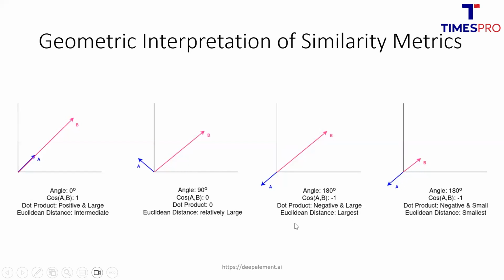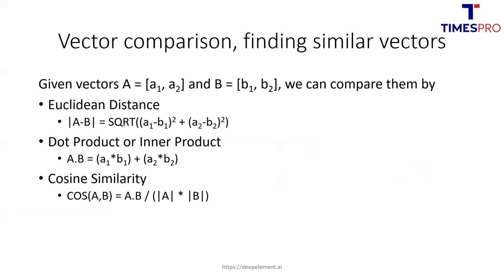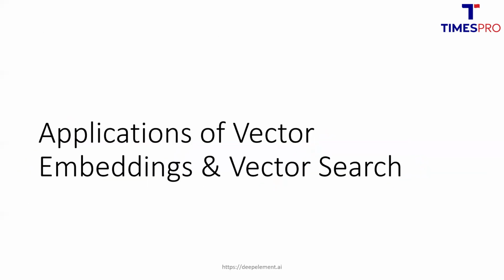Okay, so there is one more important thing over here. The cosine similarity takes values in the range -1 to +1. Dot product takes values in the range -infinity to +infinity. And Euclidean distance is always positive, so it takes values in the range 0 to infinity. Okay, these are the 3 most commonly used metrics. And next, we'll see where these vector embeddings are used and how they are used.